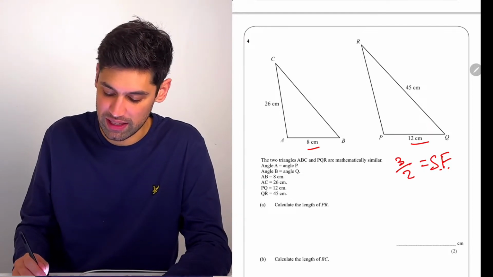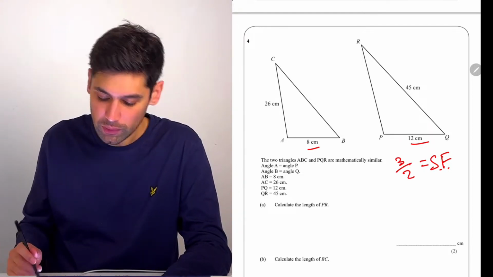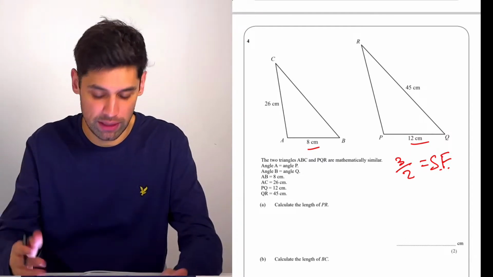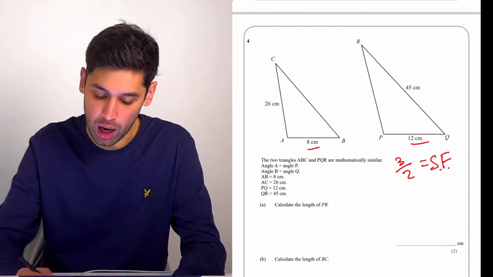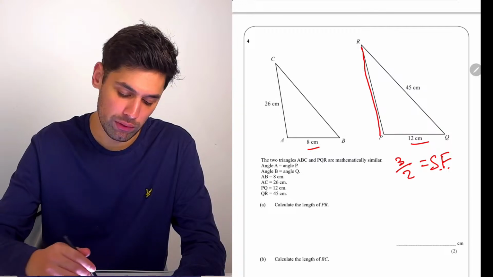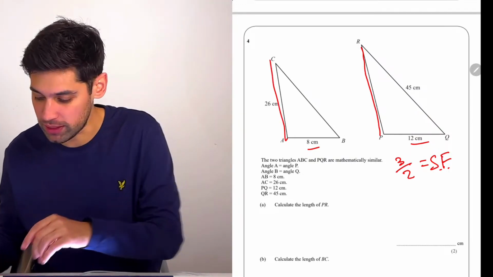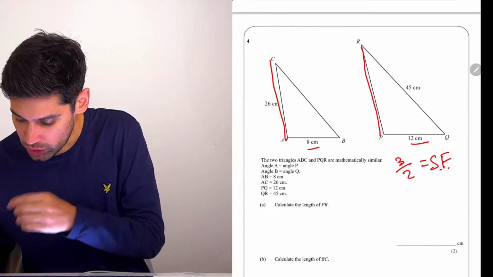That says SF for scale factor, which means we're going to be timesing and dividing by 3 over 2 to get to the equivalent length. Calculate the length of PR, that is this one here. The equivalent length is 26 on this shape, so we're going to be timesing by 26, which should give us 39.